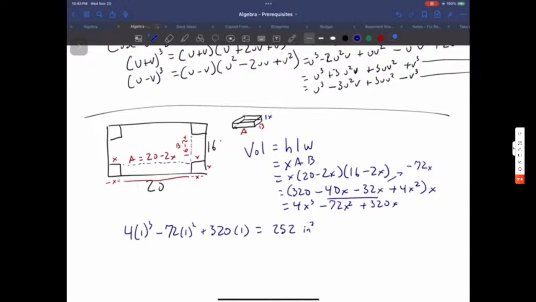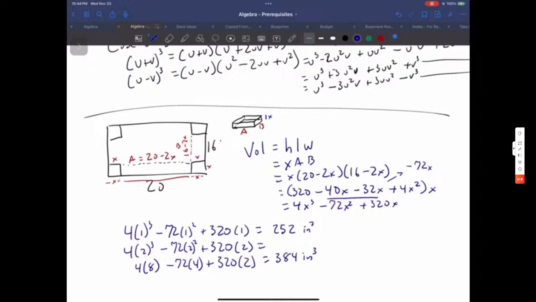inches cubed. So let's say we bump up x to 2. Now you have 4 times 2 to the 3 minus 72 times 2 squared plus 320 times 2. That's going to be the same as 4 times 8 minus 72 times 4 plus 320 times 2. And that's going to be 384 cubic inches.